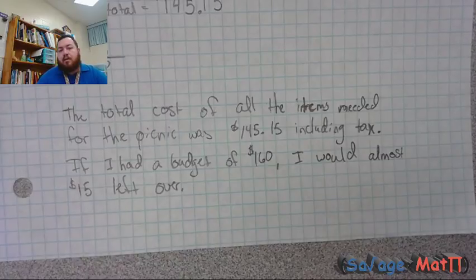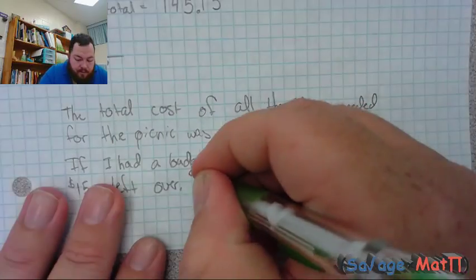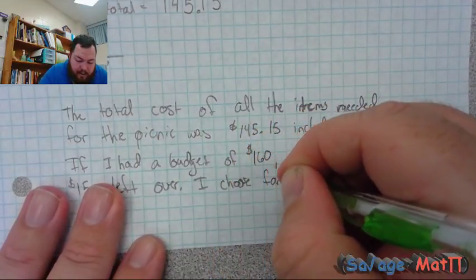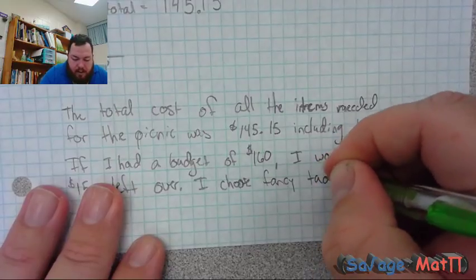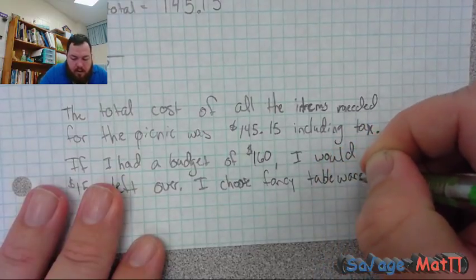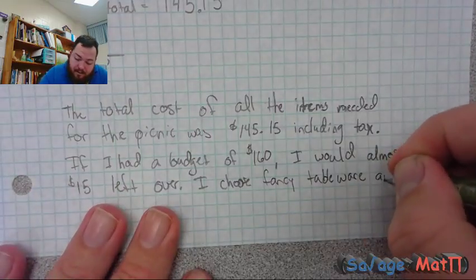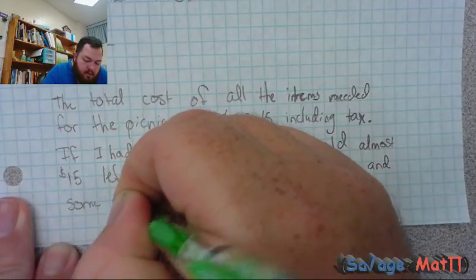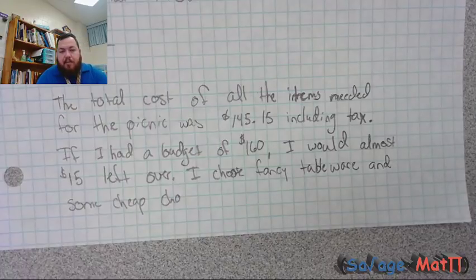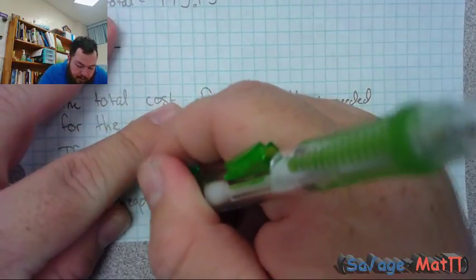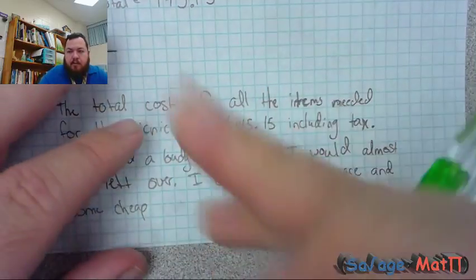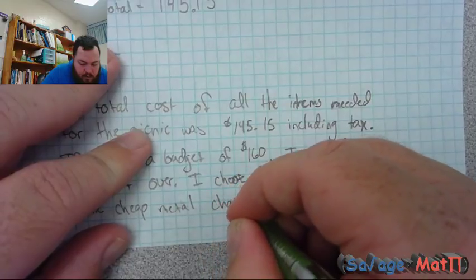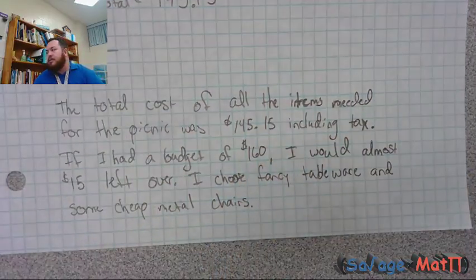So, I could also go on and say that I chose fancy tableware and some cheap chairs. Some cheap metal chairs. Okay? And that's what it would look like overall.